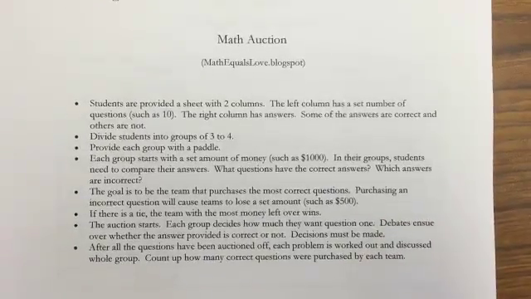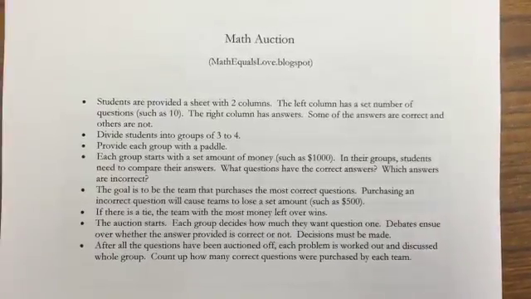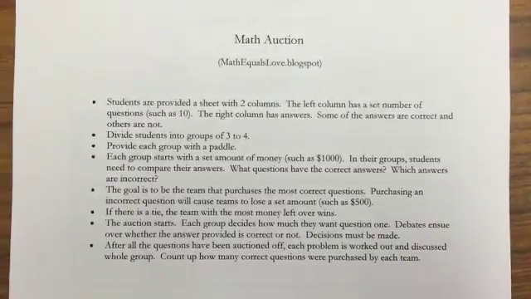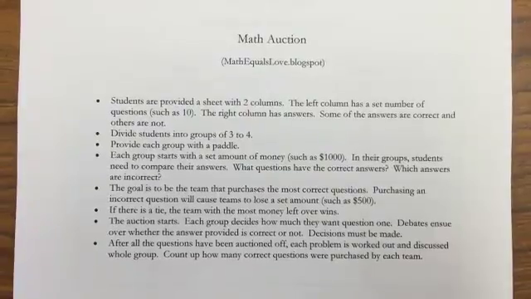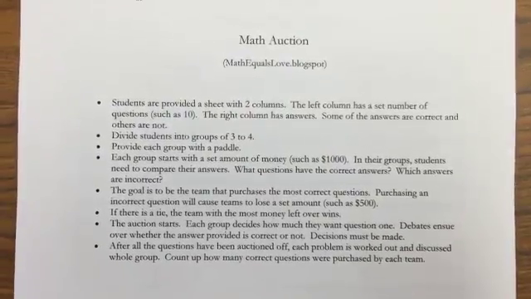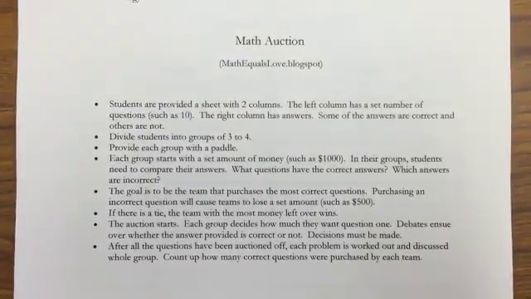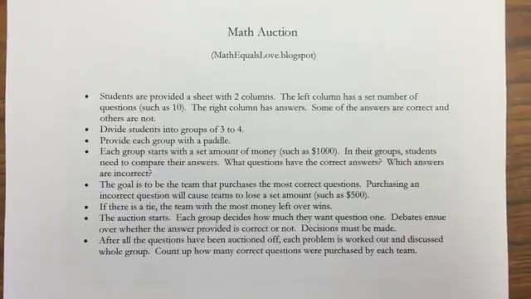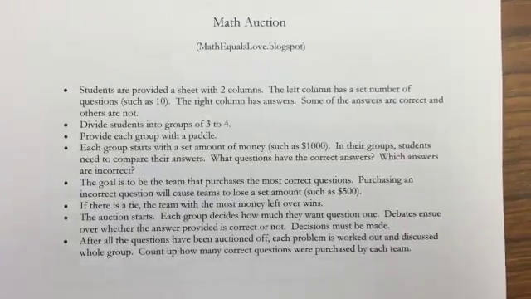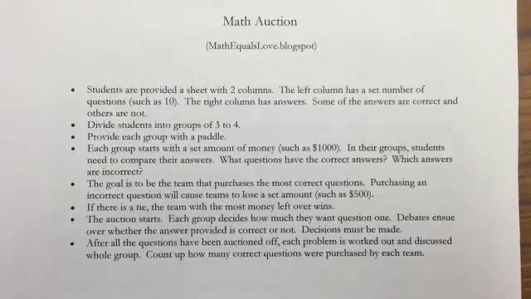Okay, our next review strategy is called Math Auction, and it's for you competitive friends out there. For this one, students are provided with a sheet with 2 columns, and I'll give you an example in a moment. The left column has a set of questions, such as 10, and the right column has the answers to those questions. Some of them are correct and some are not.